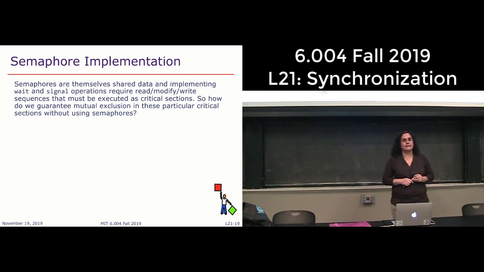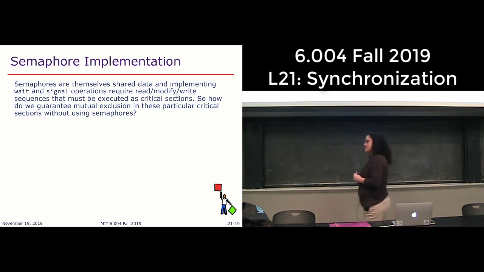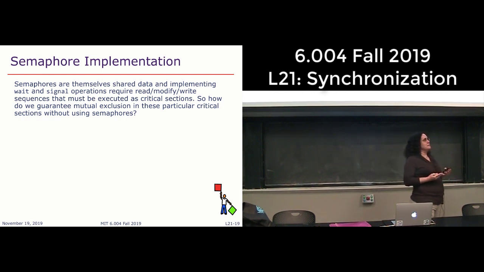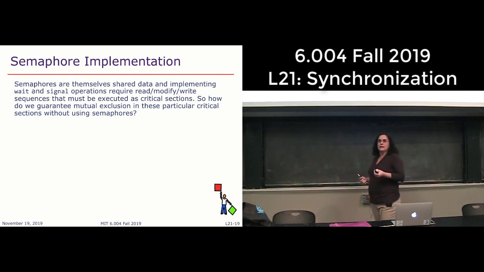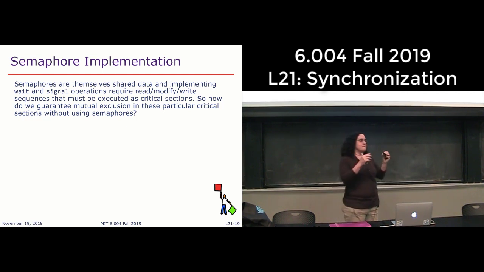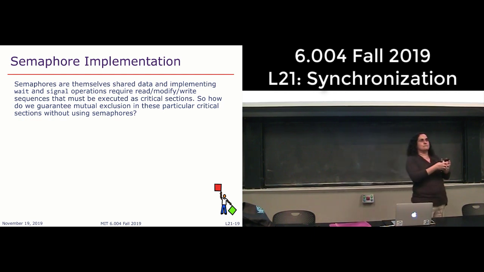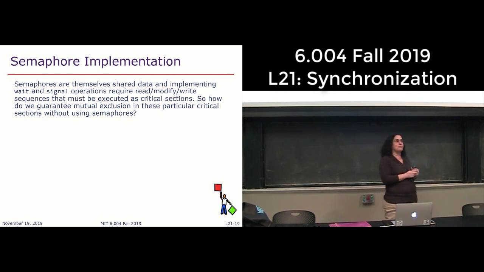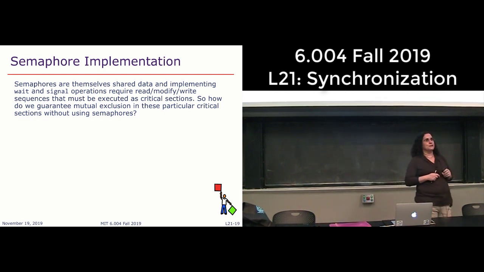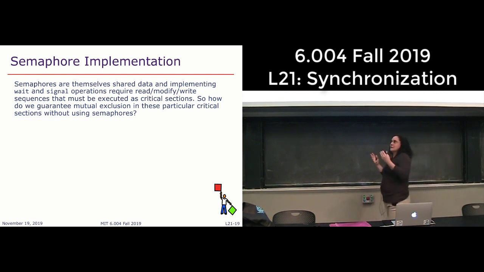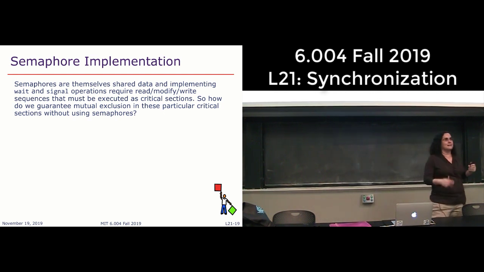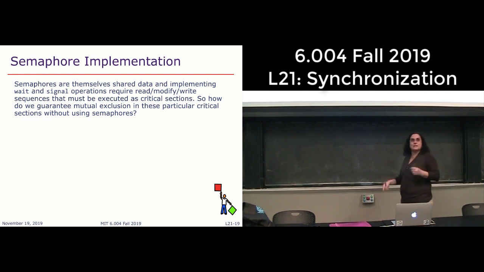Okay, so now we want to ask ourselves the question: how do we actually go about implementing these semaphores? Because in order to deal with these semaphores, you basically have to treat the control of it as a critical region, where you're going to read the value of the semaphore, modify it, and write the value of the semaphore back. That all has to happen without being interrupted. But how are you going to have a critical region if you're trying to define these wait and signal operations in the first place?